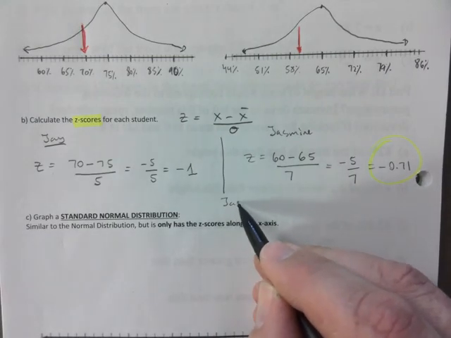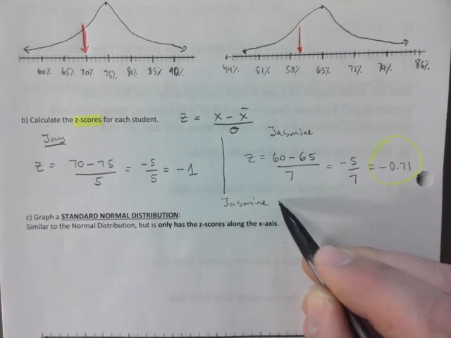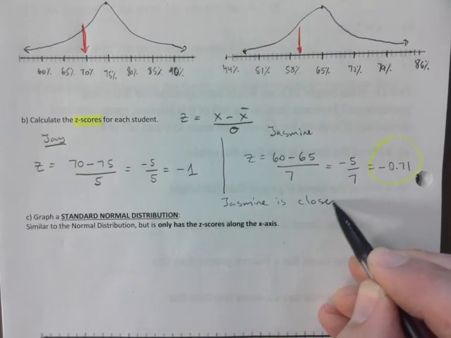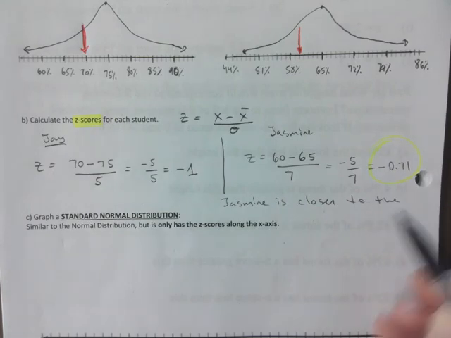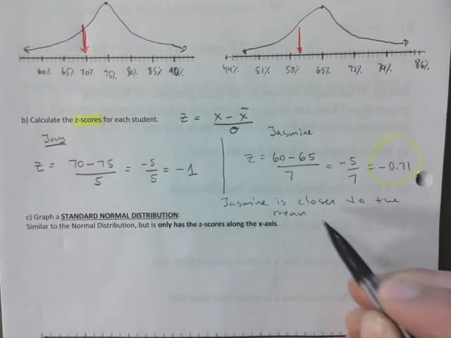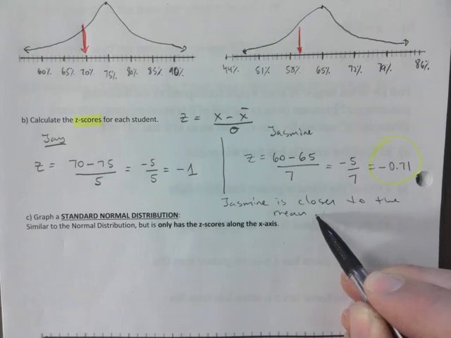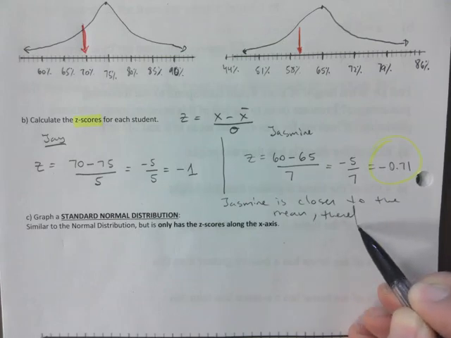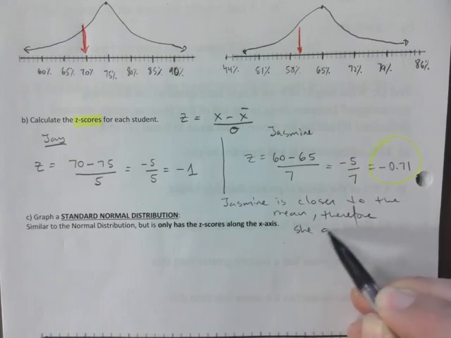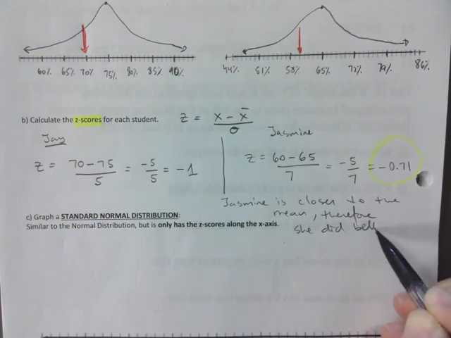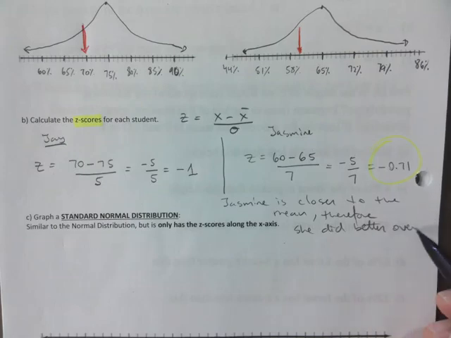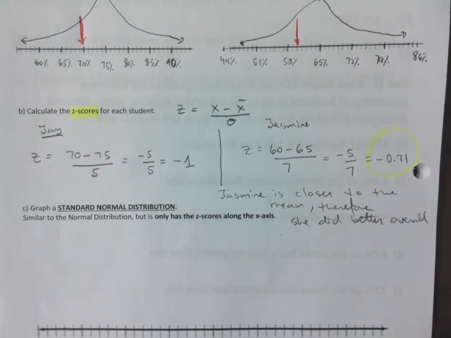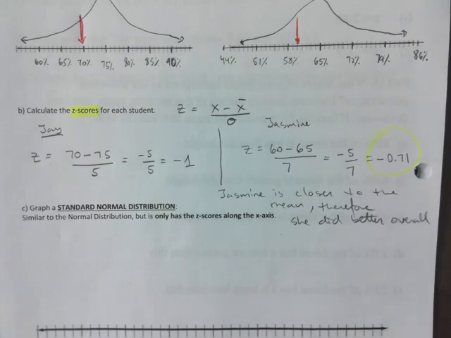Just say Jasmine is closer to the mean, comma, therefore she did better overall. So you have to know what the z-scores are telling you, okay?